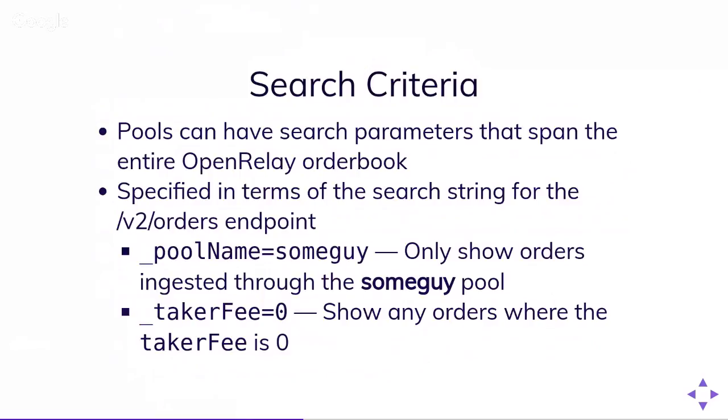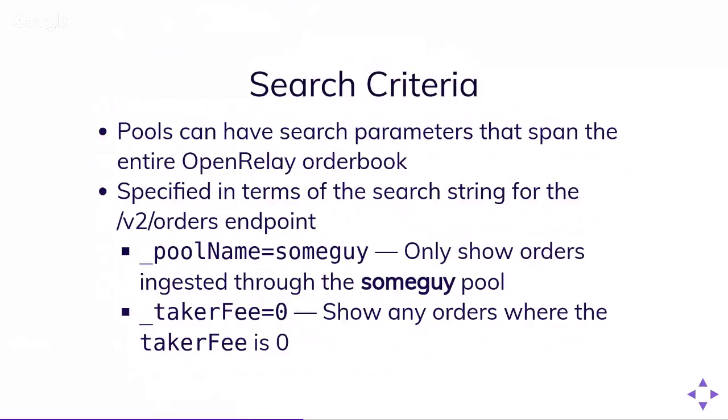So if you set the search string for a pool to pool name equals some guy, that will only show orders that were ingested through the some guy pool. So that means they were submitted to api.openrelay.xyz/someguy/v2/order instead of any other pool. Alternatively, you could do something like set taker fee equal to 0, which will show any orders regardless of what pool they were submitted to, so long as the taker fee on that order is 0.